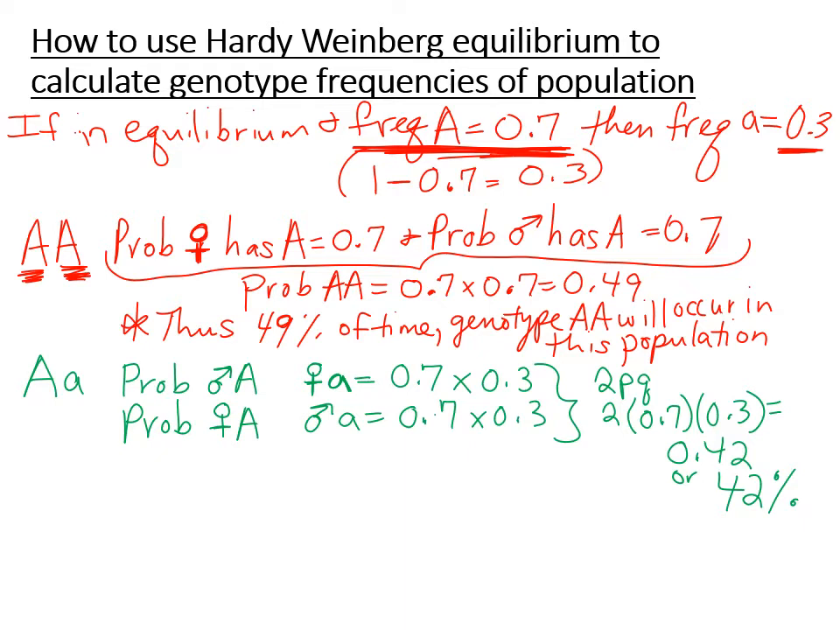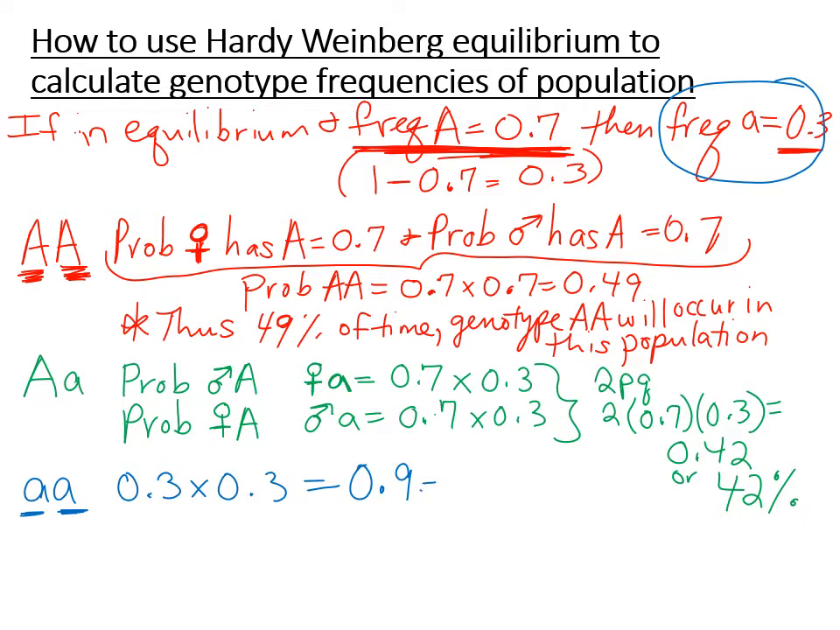Then the last thing to do is to get the frequency of the homozygous recessive. And that one would simply be, what's our frequency of lowercase a? 0.3 times 0.3. Okay, 0.3 times 0.3. Again, you can think of it as q squared. 0.3 squared is the same thing as saying 0.3 times 0.3. And that gives you 0.09 or 9%. Okay, probability of getting the homozygous recessive in this population.